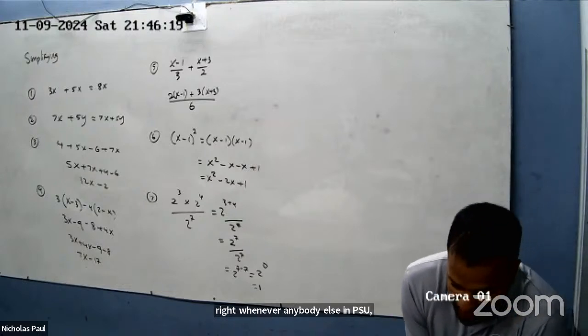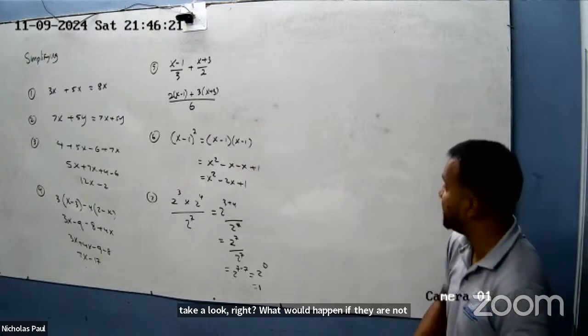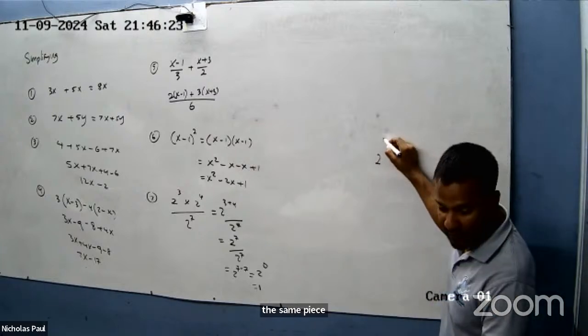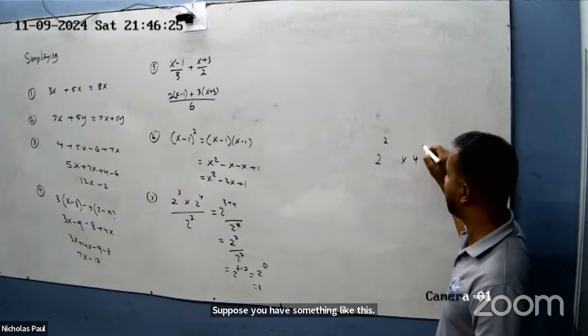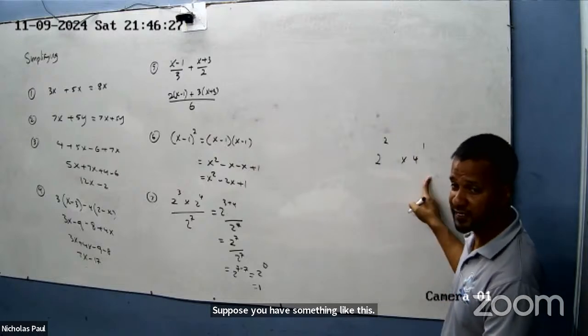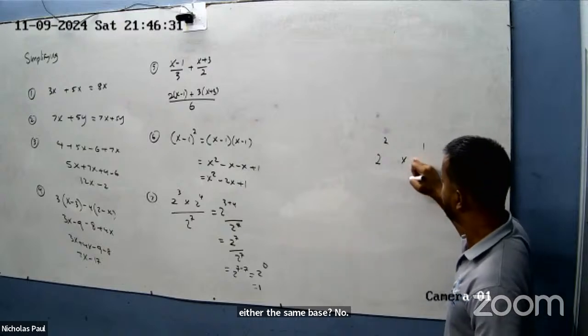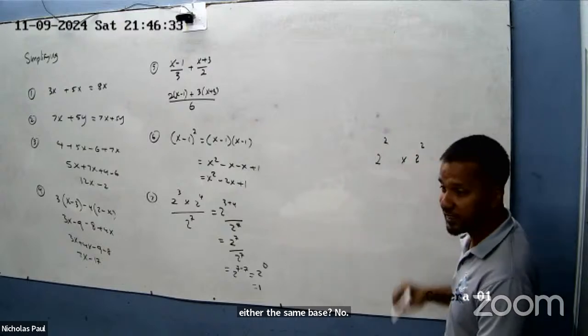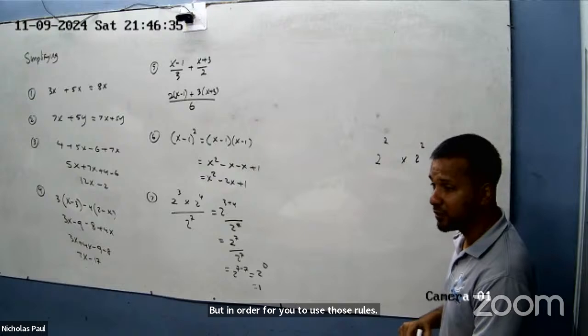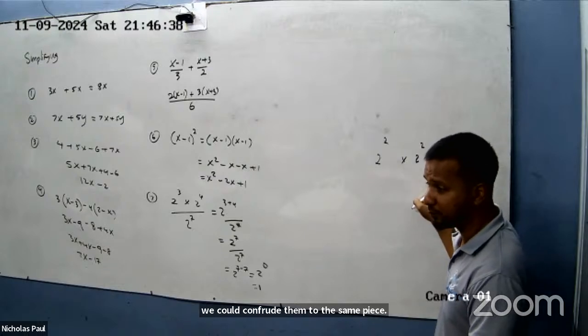What would happen if they are not the same base? Suppose you had something like this. Suppose you had 2 squared multiplied by 4. Are they the same base? No. But in order for you to use those rules, we can convert them to the same base. And 4 is 2 squared, correct? Yep.